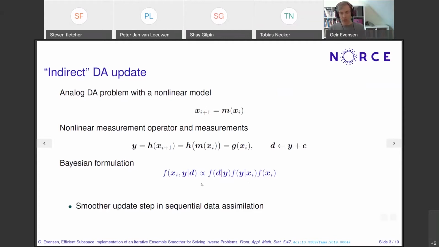And then we can use, again, the same Bayesian formulation. So the problem is entirely analogous to the parameter estimation problem. But now we are solving for the initial conditions for a data assimilation window. And it becomes similar to what you do in, for example, 4D-Var. I call this the smoother update step in sequential data assimilation.